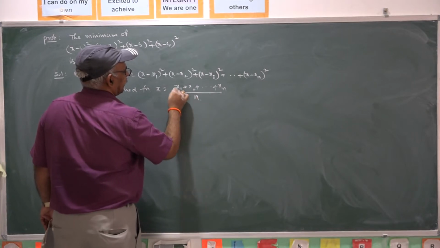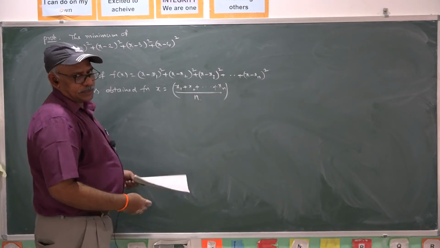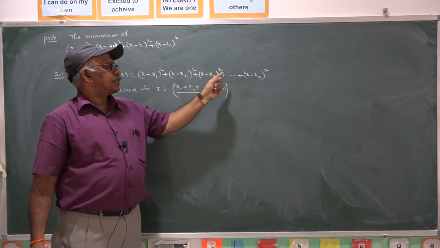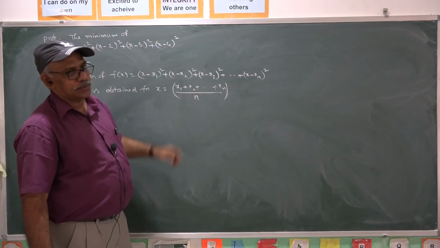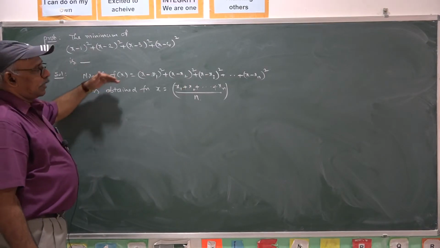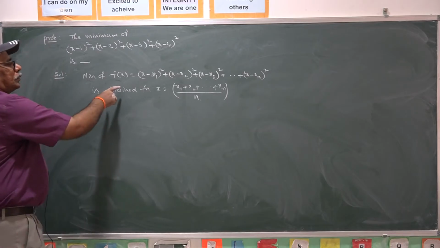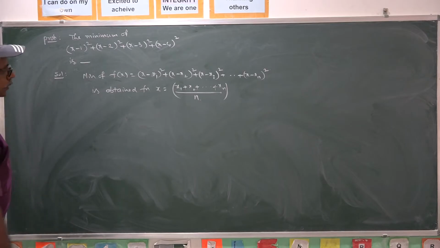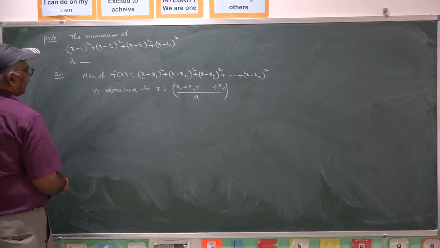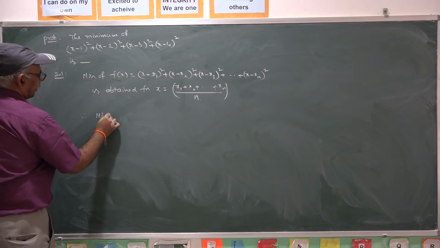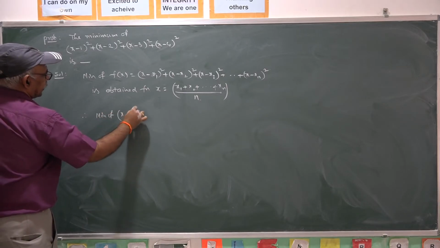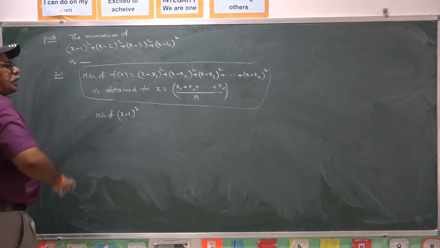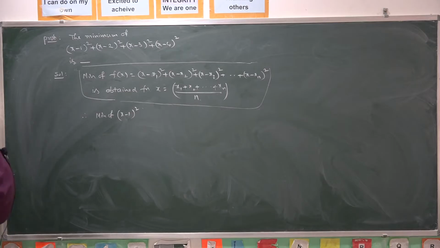That means once x takes the arithmetic mean of x1, x2, x3 and so on xn, then f takes its minimum value. This is our formula to attain the minimum value of such functions. So to evaluate the minimum of such functions, apply this formula.